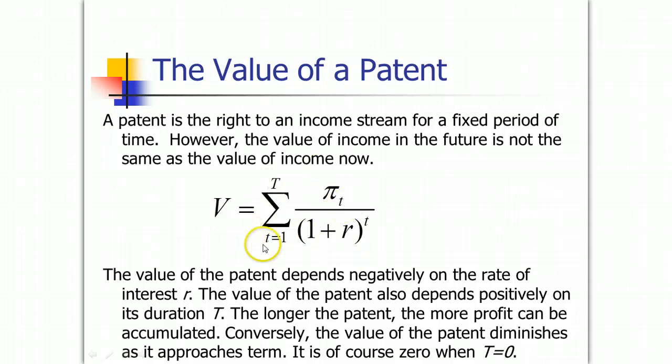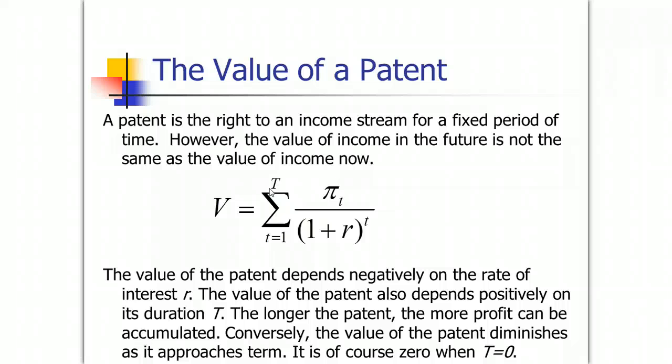So the key factors in determining the value of a patent are the flow of funds, the income it generates, the discount factor, and also capital T. How many periods or years does a patent last for? How long can you expect to earn or collect this money? If the patent grants you monopoly powers, well, how long do you have those monopoly powers?